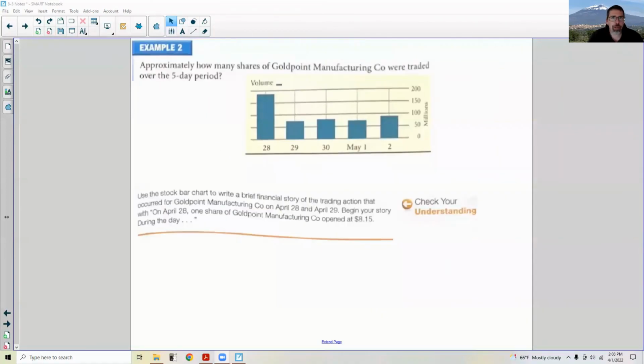Okay, now we're going to talk about volume. Volume is really important in trading, by the way. All right, so example 2, approximately how many shares of Gold Point Manufacturing Company were traded over the 5-day period? So we want to look at that volume chart that was below the candle chart for open and closing and highs and lows. This is the volume in millions, $1 million.